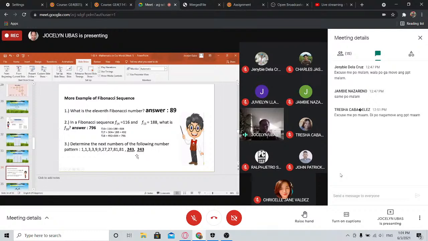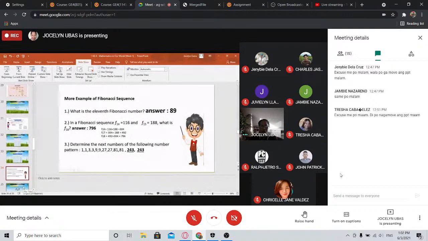Can you identify the pattern? Multiplied by 3, ma'am. Okay, what we did, we simply multiply the number by 3. So 1 times 3, you got 3. 3 times 3, you got 9. 9 times 3, you got 27. 27 times 3, you got 81. 81 times 3, you have 243. So the number is multiplied by 3.